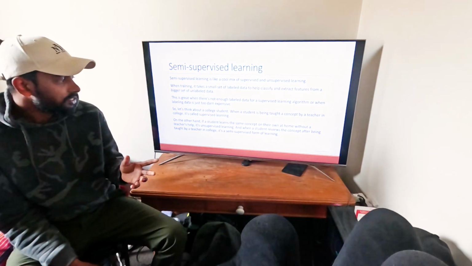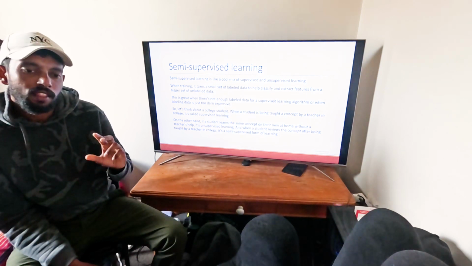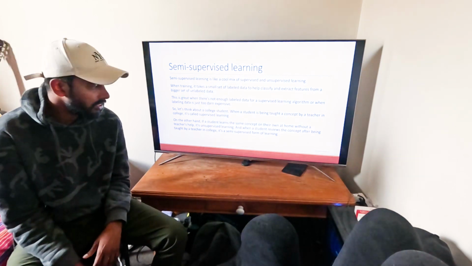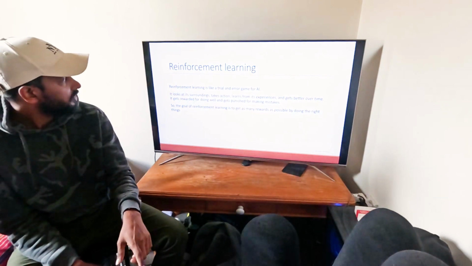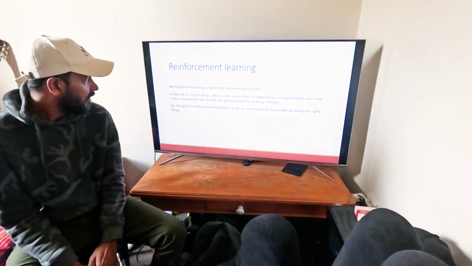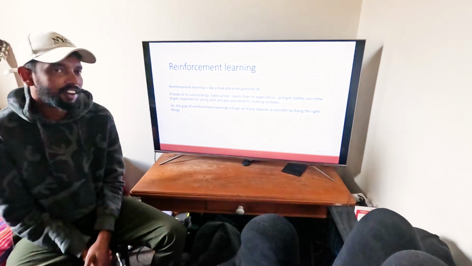So the third one is when a student reveals the concept at home, the one taught by their teacher. This is what we call semi-supervised machine learning. And the next one, reinforcement learning. Reinforcement learning is like trial and error in a game for AI.